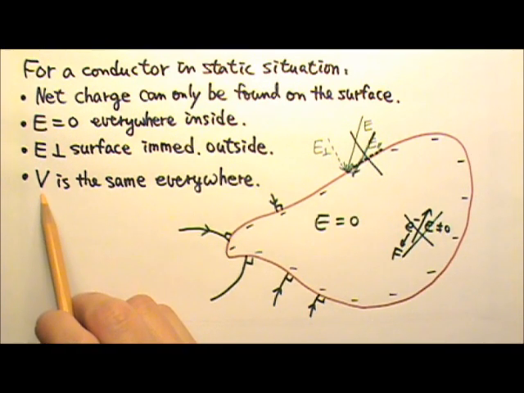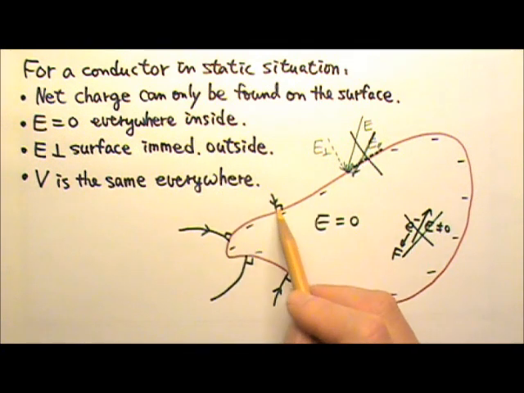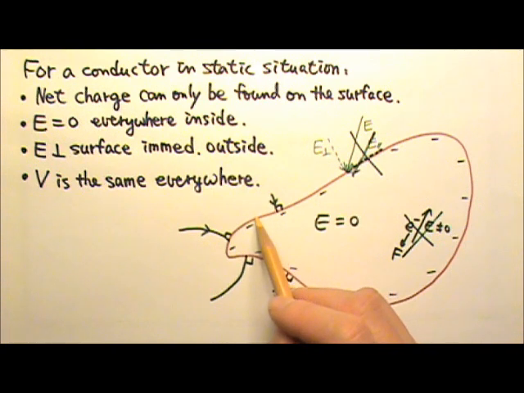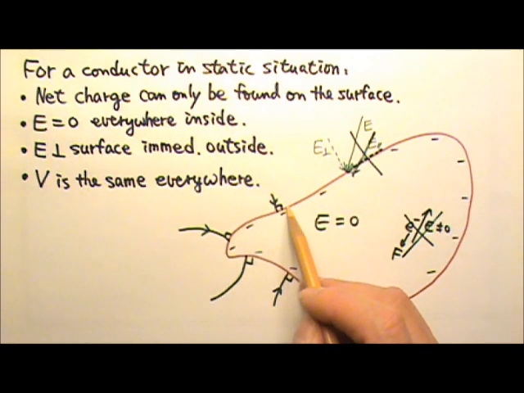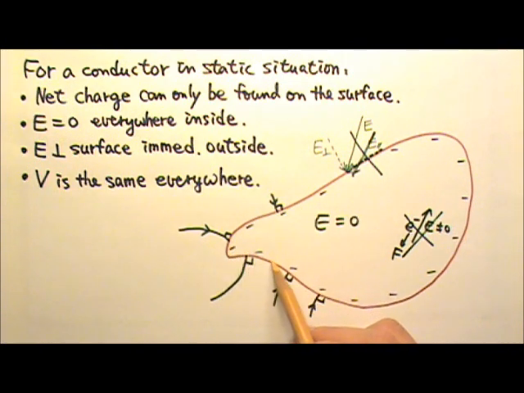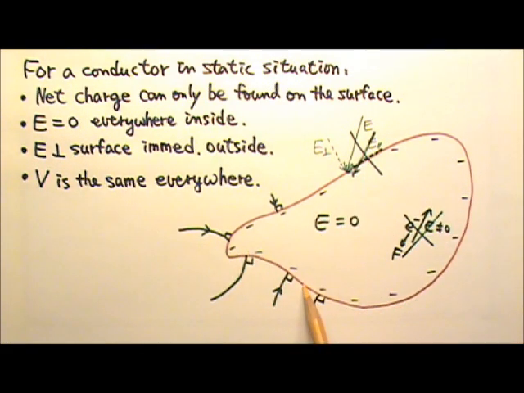The electric potential is the same everywhere. The electric field lines are perpendicular to the surface. If this surface is perpendicular to the electric field, that means this is an equal potential surface, which means the electric potential must be the same everywhere on the surface of this conductor. And we know that if we follow the field lines, the potential would decrease.